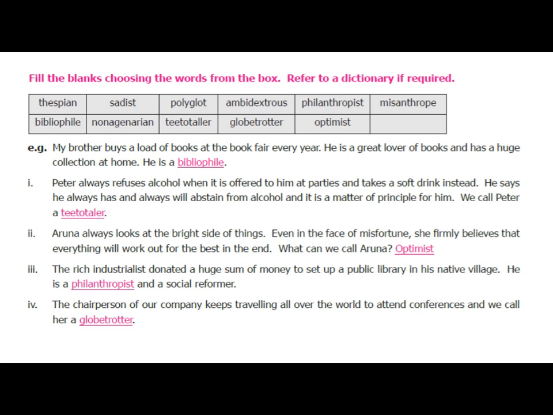Aruna always looks at the bright side of things even in the face of misfortune. She firmly believes that everything will work out for the best in the end. What can we call Aruna? She is an optimist. The rich industrialist donated a huge sum of money to set up a public library in his native village. He is a philanthropist and a social reformer. The chairperson of our company keeps traveling all over the world to attend conferences and we call her a globetrotter.